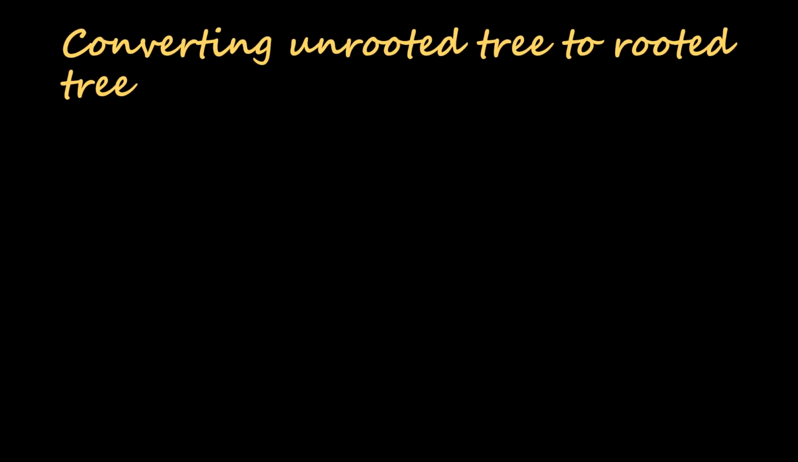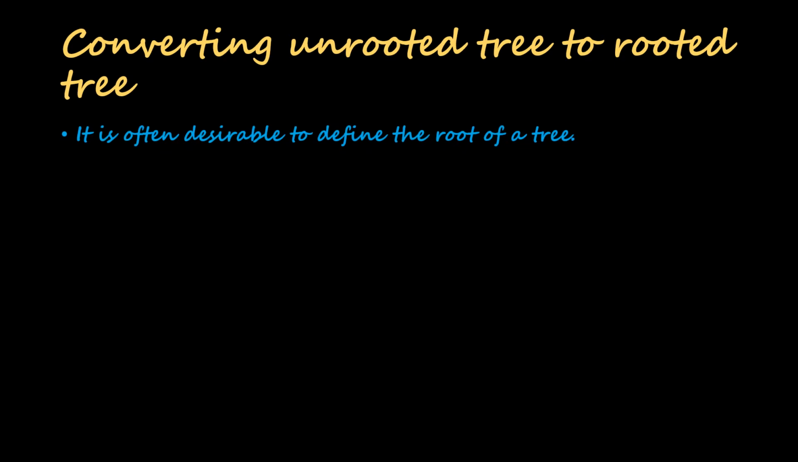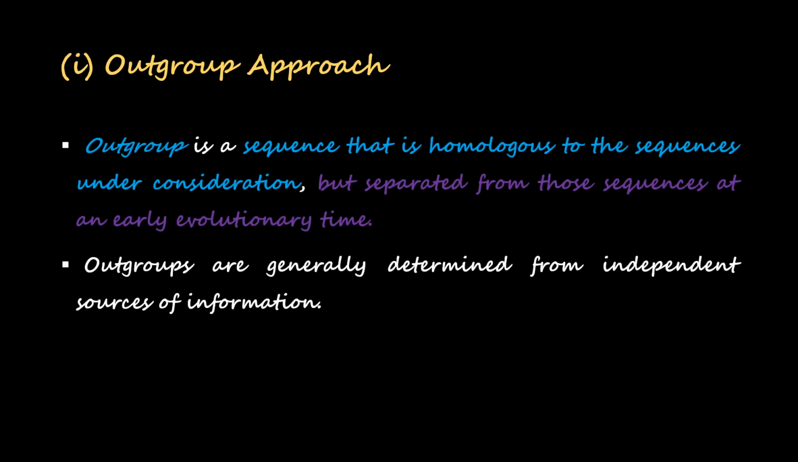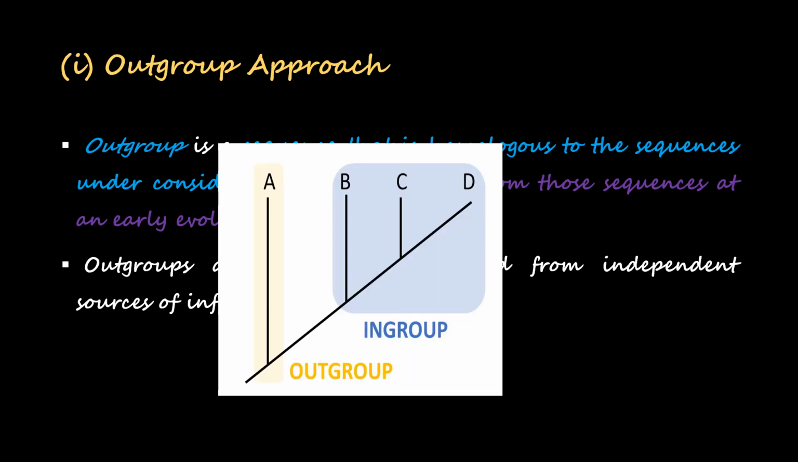Converting unrooted tree to rooted tree. It is often desirable to define the root of a tree. So there are two ways to do that, outgroup approach or midpoint rooting approach. Outgroup approach. An outgroup is a sequence that is homologous to the sequences under consideration but separated from those sequences at an early evolutionary time. Outgroups are generally determined from independent sources of information.